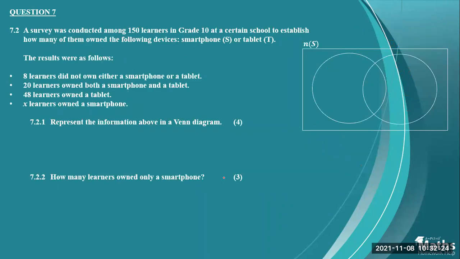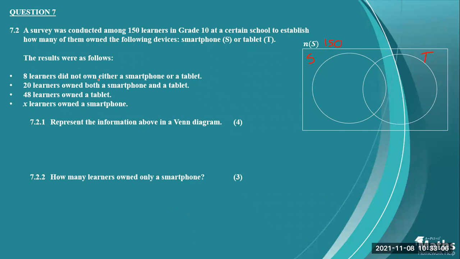Let's look at this Venn diagram. This is the last question for this session. A survey was conducted among 150 learners. So it means we sit there with a sample space of 150. To establish how many of them own the following devices, a smartphone or a tablet. Before you just randomly write down all the answers, read everything carefully. So I'm going to work here with my smartphone and I'm going to work here with my tablet.